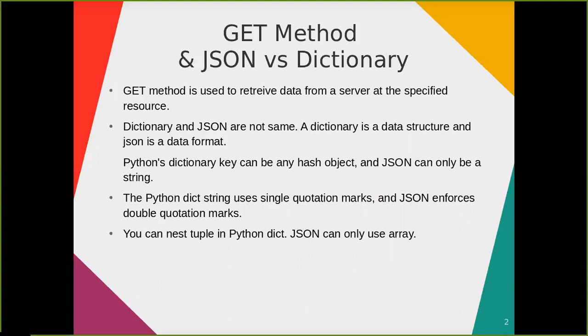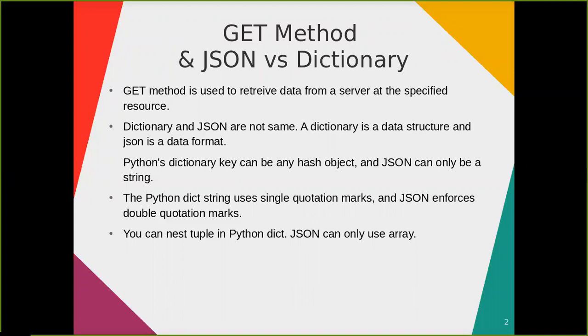But JSON can only be a string. The Python dictionary uses single quotation marks or double quotation marks, we can use both. But in JSON, we always need to use double quotation marks. And you can nest a tuple in a Python dictionary, but JSON can only use an array, another object, or simply a value. So this is the main difference between JSON and dictionary.